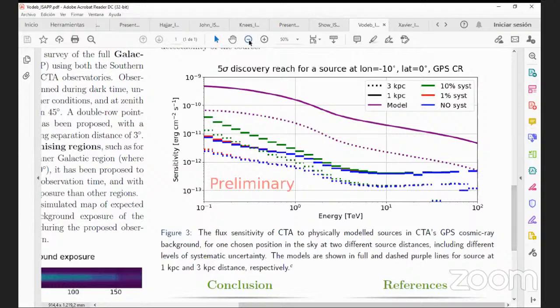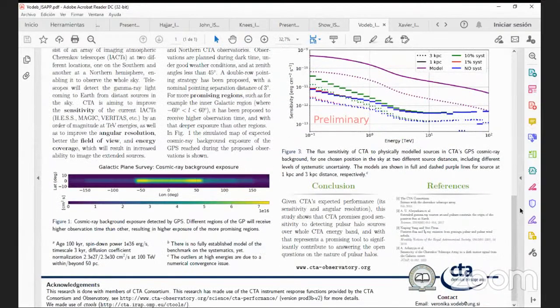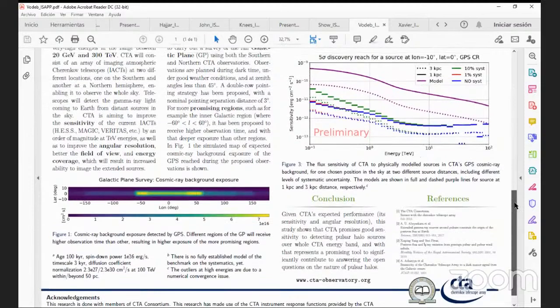From the plots, we see that the physically modeled sources can be detected over the whole CTA energy band, and also accounting for the systematics at 10% level does not significantly affect the detectability of the source, although there is no fully established model of the benchmark on the systematics that should be used in this case yet. Another comment is that these outliers that you can see at higher energies are due to a numerical convergence issue in our code. So we're still in the process of resolving this.